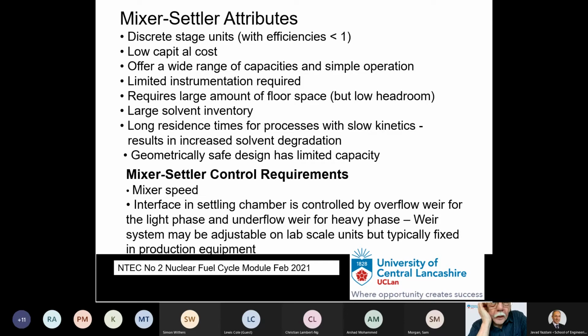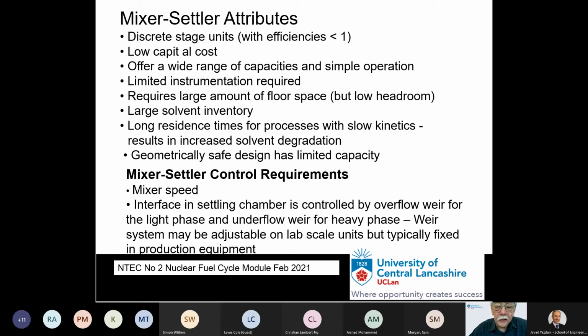And as we will talk in the afternoon session, another attribute is that it's got a large solvent inventory. In other words, the settlers are roughly about 5 to 10 times the size of the mixer. And what you're looking for in a settler is not the volume. You're looking for the surface area. You're looking to allow the two phases to disengage so that we have an upper layer and a lower layer. So surface area is more important than volume when we're looking at settlers.